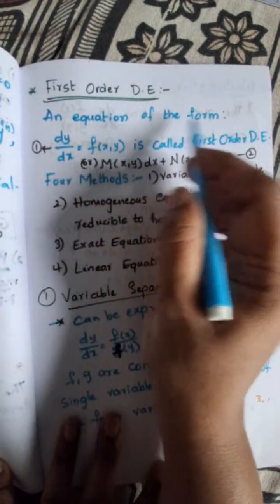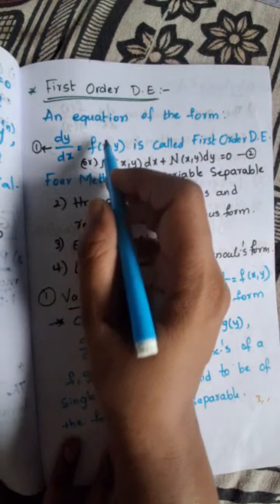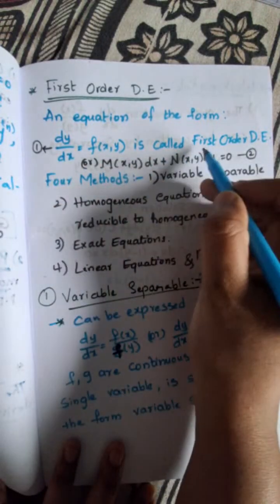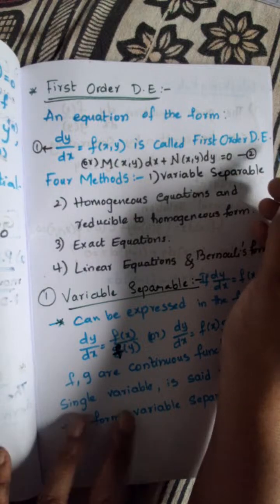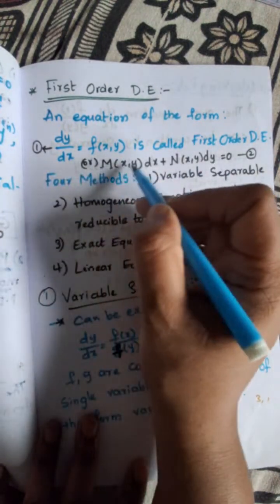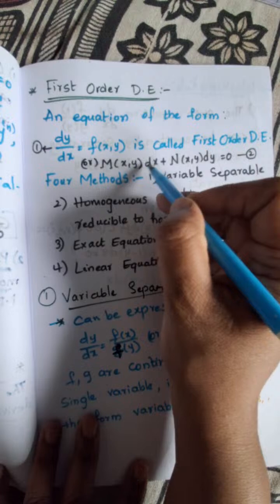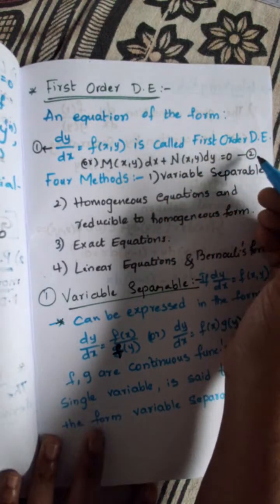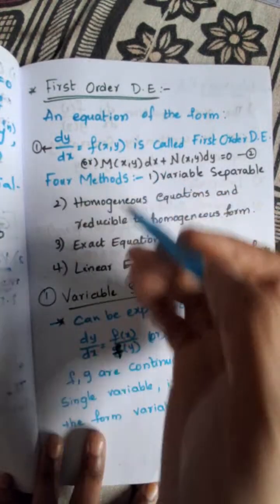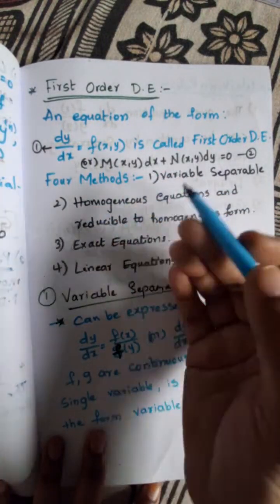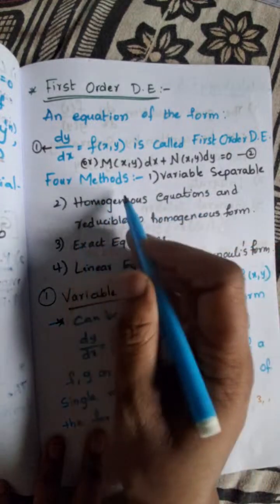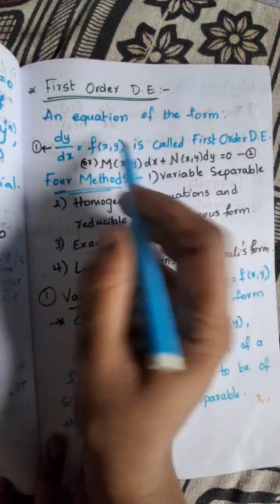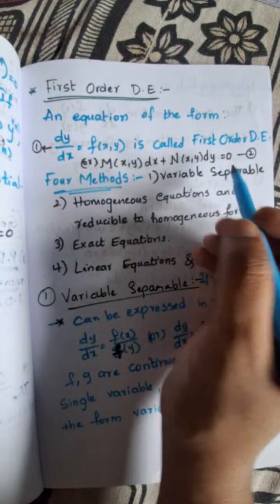An equation of the form dy by dx equal to f of x comma y is called a first order differential equation, and it can be in the form of M of x comma y dx plus N of x comma y dy equal to 0. This can be solved in 4 methods.